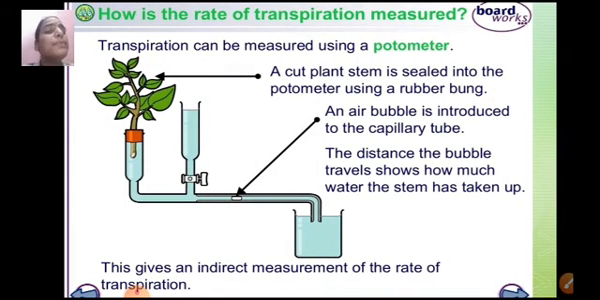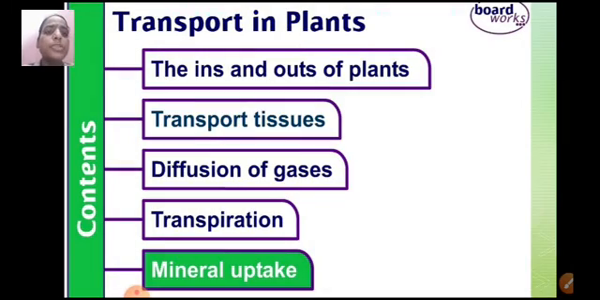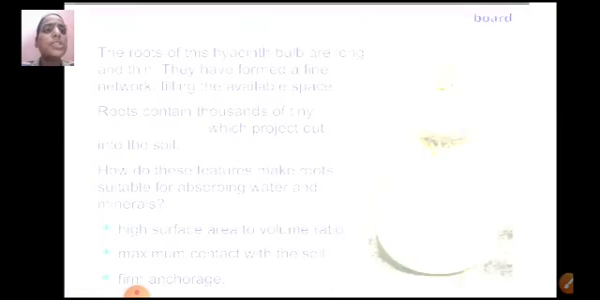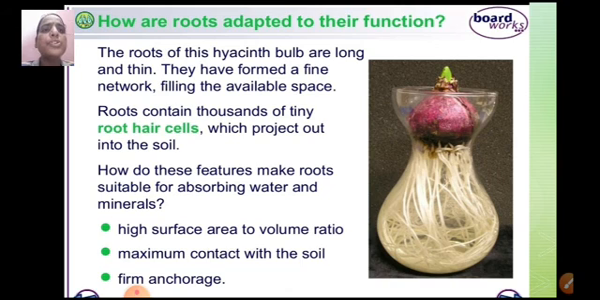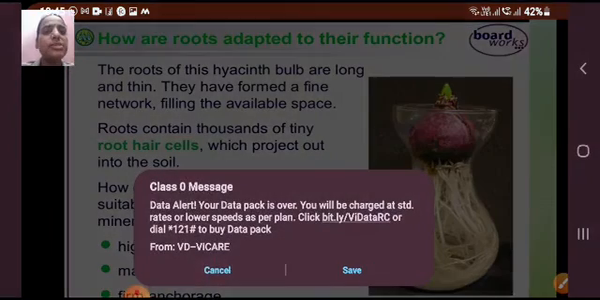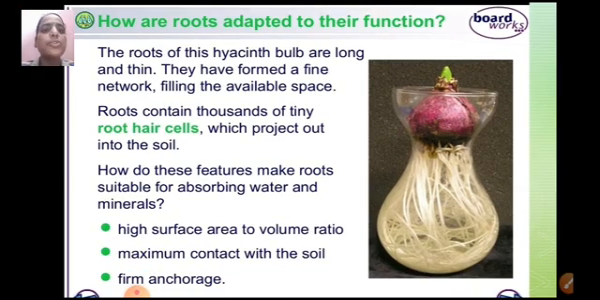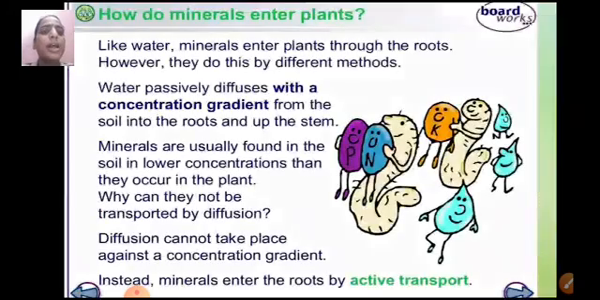Transpiration can be measured using a potometer. So here you can see how it can be used. Students, now we are going to see mineral uptake. You can see how roots are adapted for absorption. Roots contain thousands of tiny root hair cells which project out into the soil. These features make roots suitable for absorbing water and minerals: a high surface area to volume ratio, maximum contact with the soil, and firm anchorage.